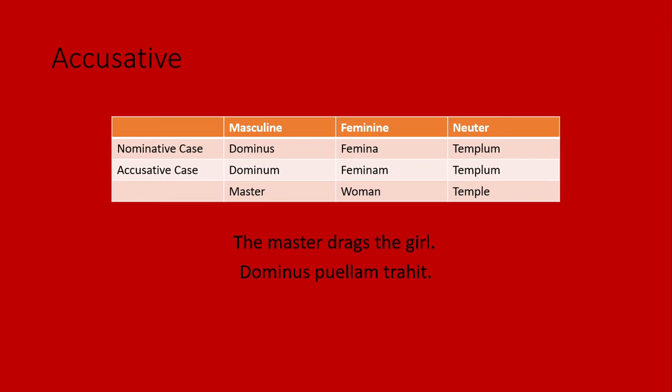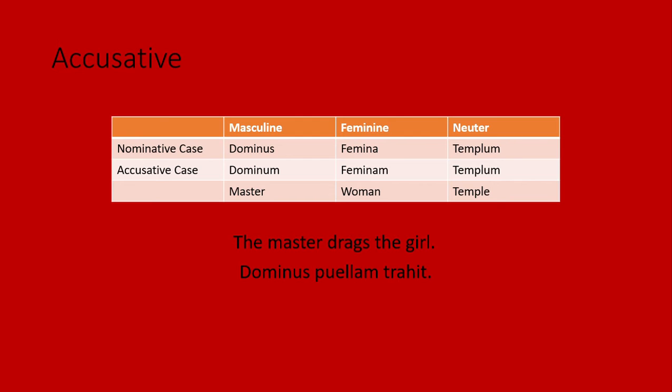Then when it comes to this accusative example, as we've said, dominum is the accusative of dominus, and feminam is the accusative of femina. You will note that for the neuter, the accusative is always the same as the nominative, at least in the second declension, but that does carry on through most declensions in Latin, that the accusative and the nominative in neuter nouns are the same, whether they are singular or plural.